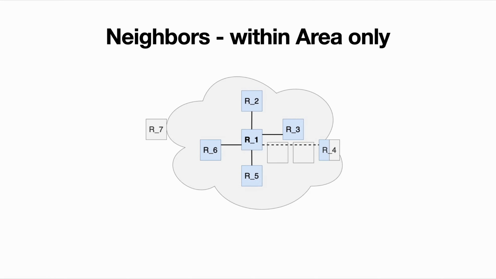Okay? Neighbors can be within an area only. This is the main condition. Within area 1. So router R7 stands alone and is not recognized as a neighbor. What a pity.